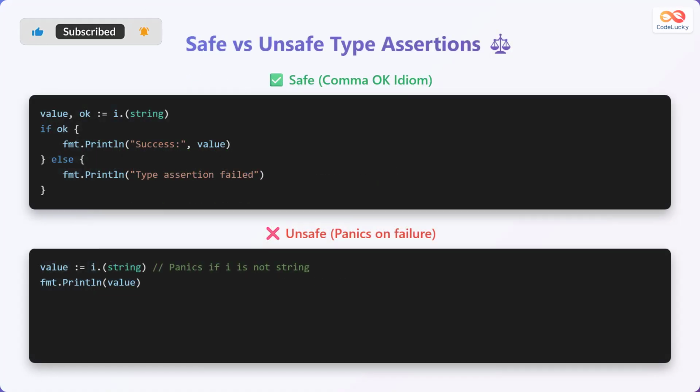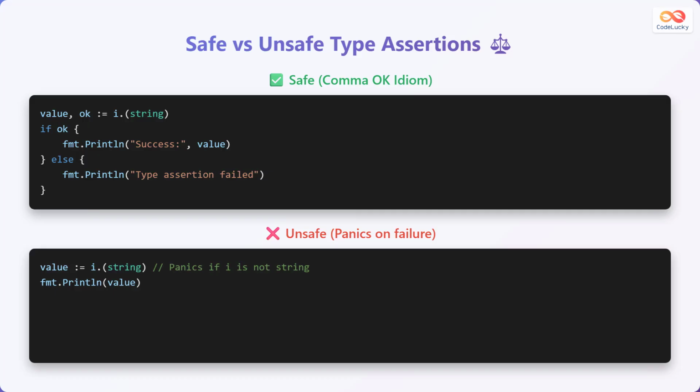Type assertions can be performed in two ways: safely, using the Comma OK idiom, and unsafely, which can cause a panic if the assertion fails. Let's look at the safe way first. Here's an example of a safe type assertion using the Comma OK idiom. If the type assertion succeeds, ok will be true, and the value will be assigned to the variable value. If it fails, ok will be false, and we can handle the error.